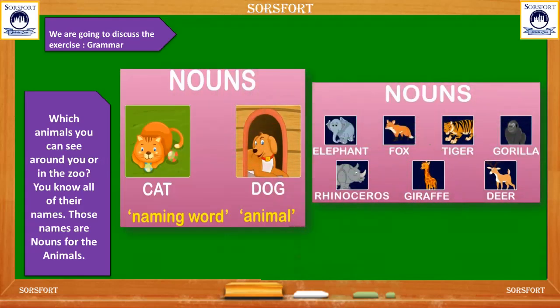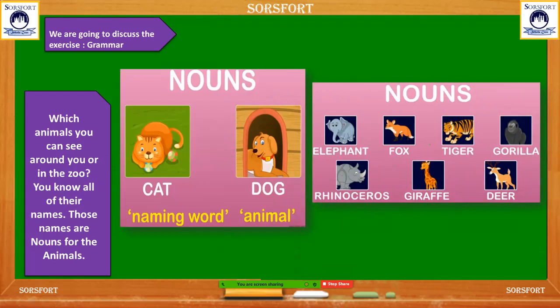Which animals can you see around you or in the zoo? You know all of their names. Those names are nouns for the animals. Now you can see the first picture, that is cat. Cat is our pet animal. Dog. Dog is our pet animal. And these are naming words for our pet animals.